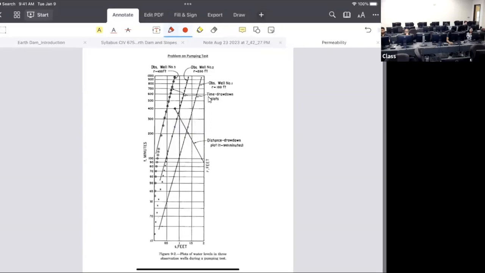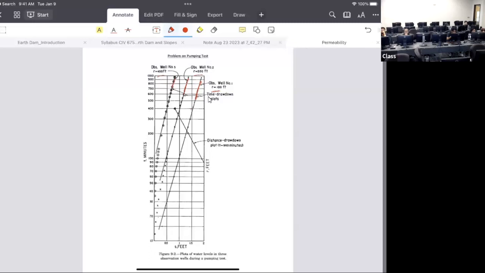Basically there are three wells in it. The first one is well 1, this is well 2, and this is well 3. R is given, R equal to 400, 200, and 100 feet. So these are the observation wells. It's not like you have only two.